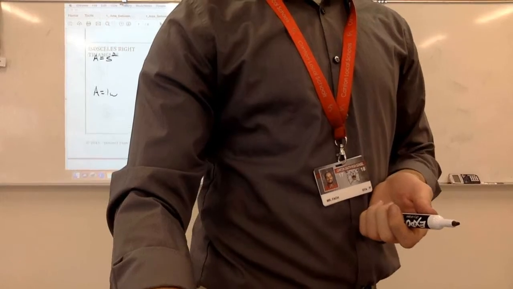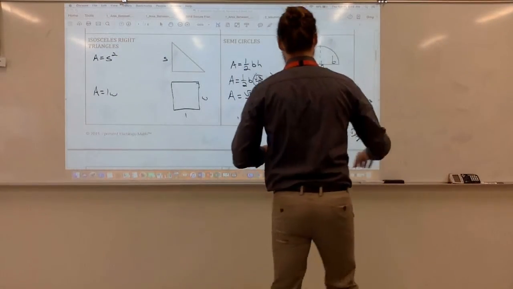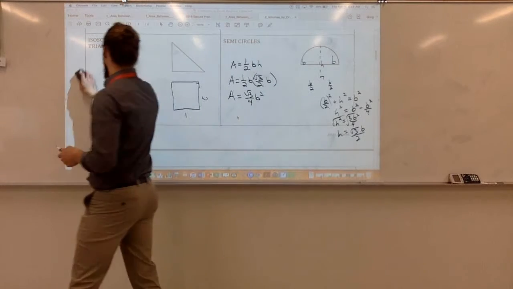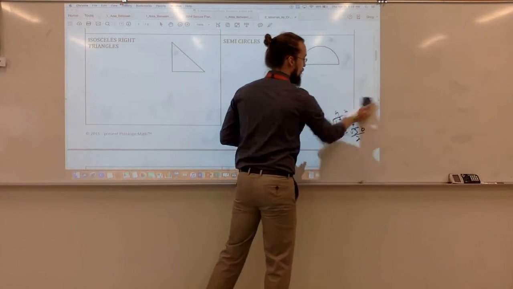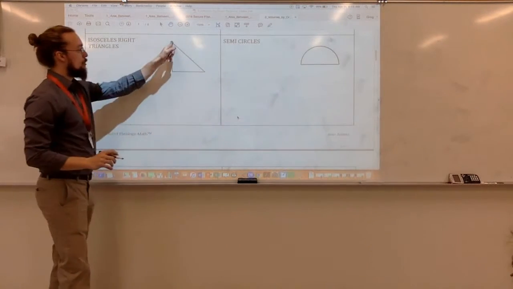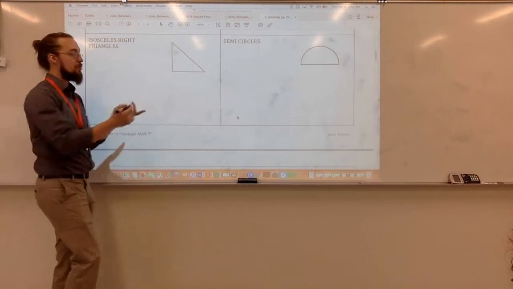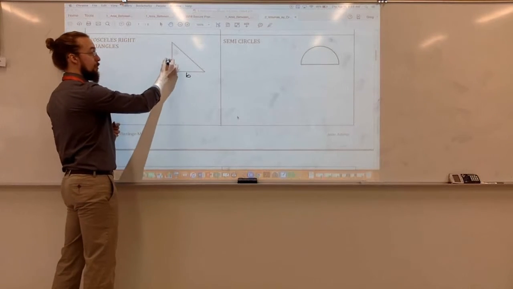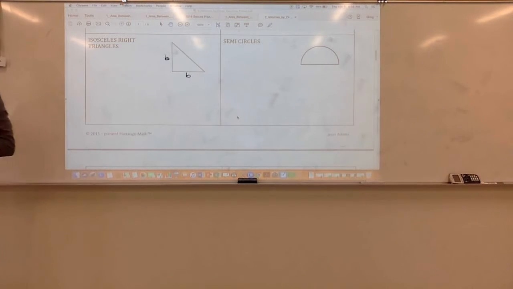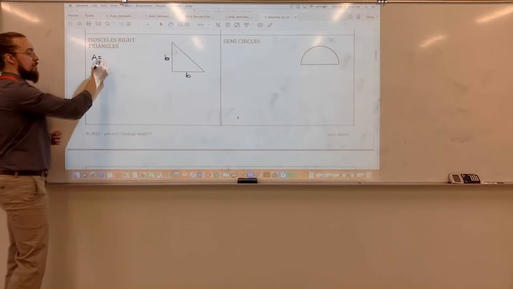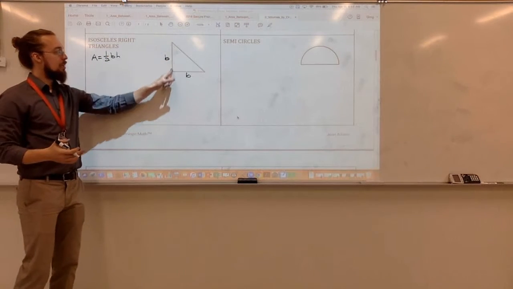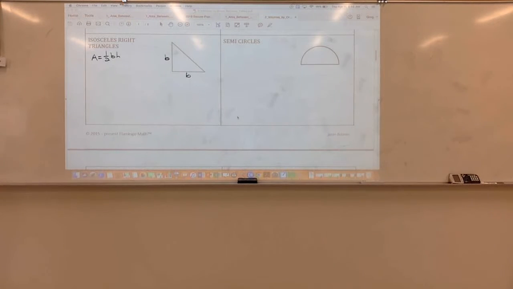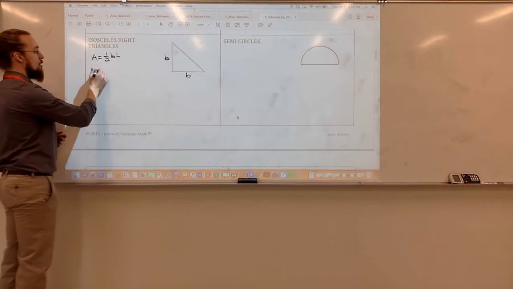Okay, how about an isosceles right triangle? Yes, and so if we know it's isosceles, we know these two sides are the same, right? So if we call this side B, we could also call this side B. I mean, you know, area of a triangle is 1/2 base times height, but we're saying that the height is also the same as the base, right? So it'll just be 1/2 b squared.